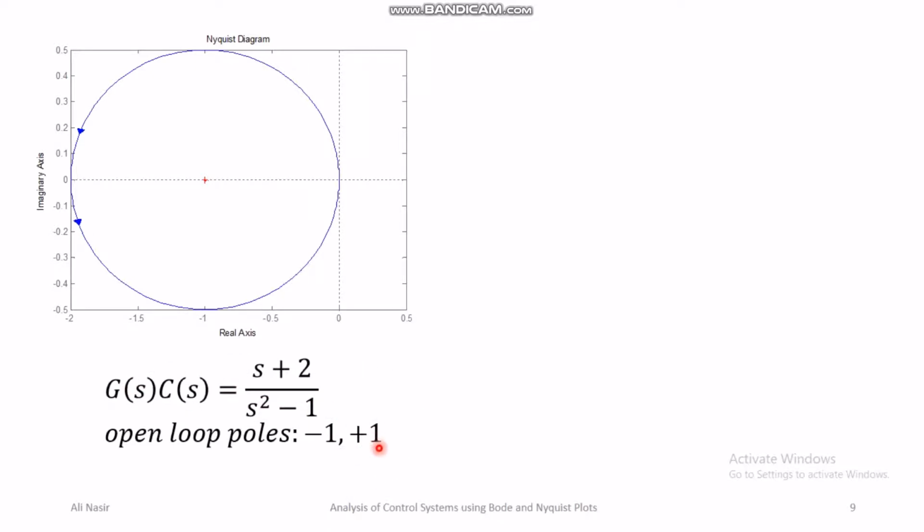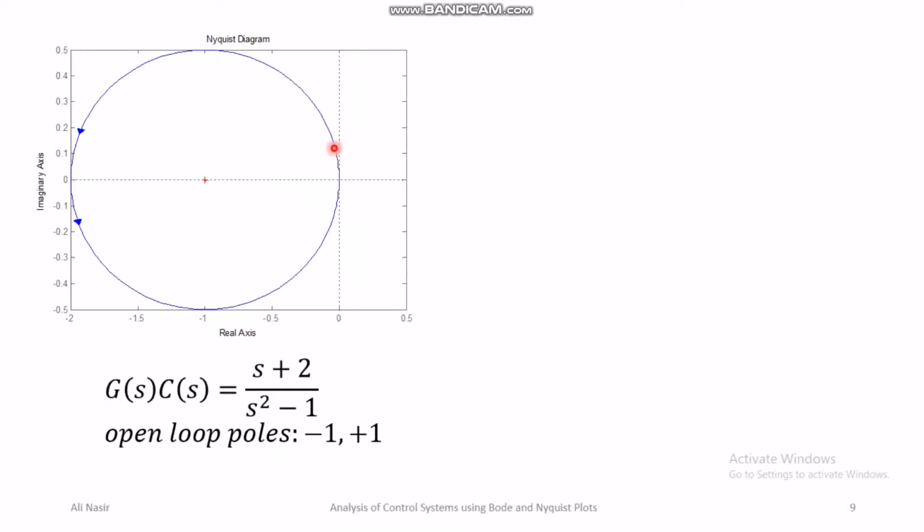And then this is the -1 point. This red plus sign, this is the -1 point. And this is the Nyquist plot. So you can see the Nyquist plot is encircling the -1 point one time. So this number of encirclements is 1.